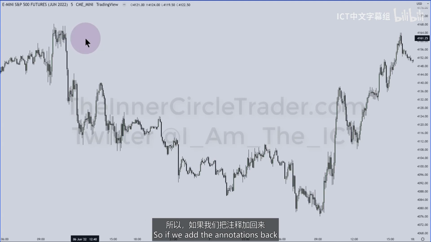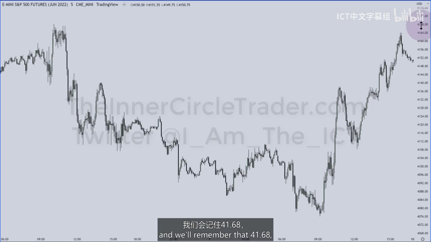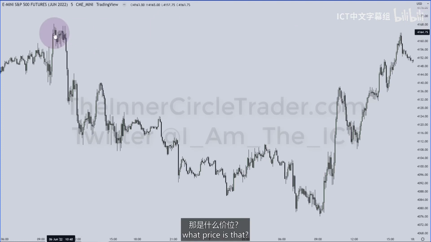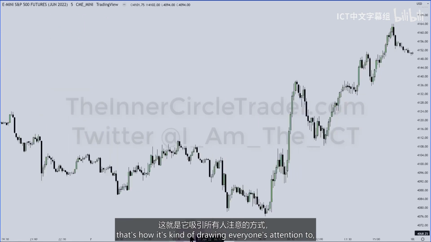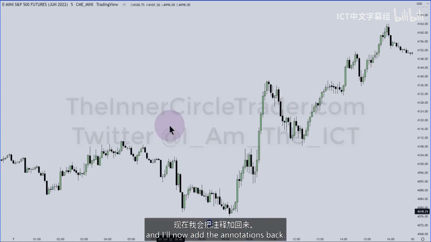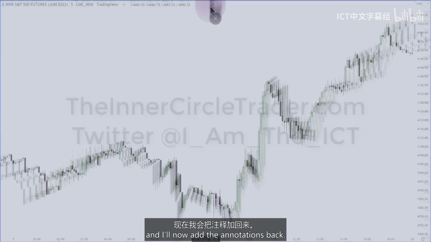So if we add the annotations back to the chart, we'll remember that 41.68, and what price is that? 41.68 and a quarter. So that's our high that we're likely to draw to. That's what I was kind of drawing everyone's attention to. And I'll now add the annotations back.